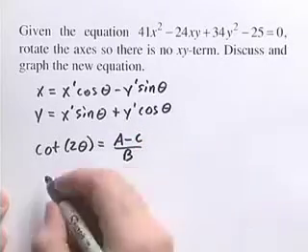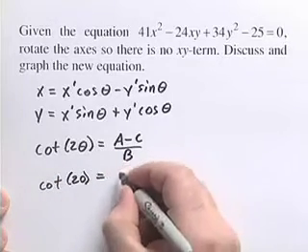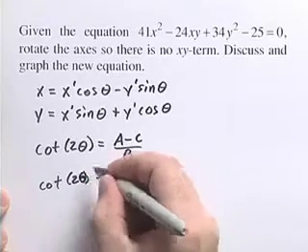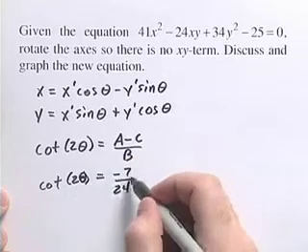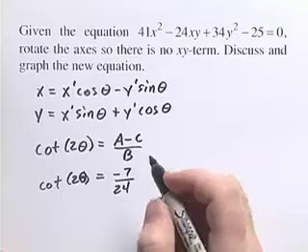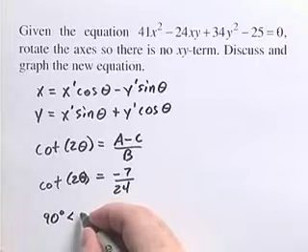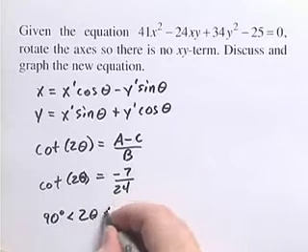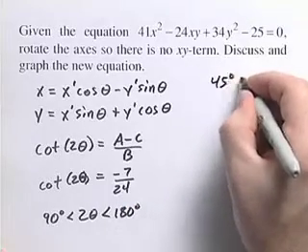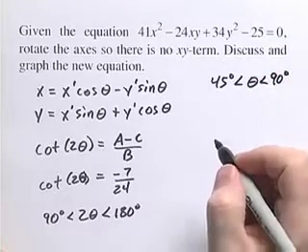That is, we need to solve for the cotangent of 2 theta, which is equal to negative 7 over 24. Since the cotangent of 2 theta is negative, we can choose 2 theta to be between 90 degrees and 180 degrees, which means that theta is between 45 degrees and 90 degrees.